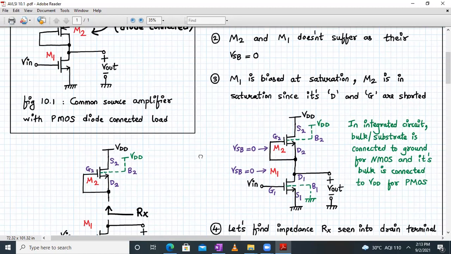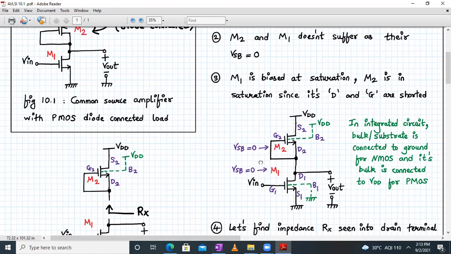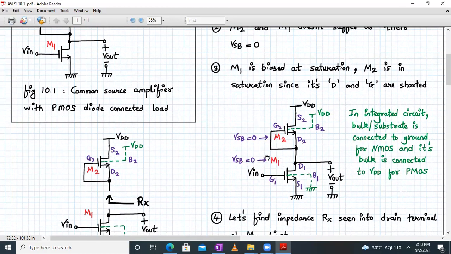Now let's see in detail how VSB is 0 for both cases. Over here, let's concentrate on this diagram. In an integrated circuit, the bulk or the body or the substrate is always connected to ground for NMOS, and the bulk is connected to VDD for a PMOS transistor. So this is the bulk terminal B2. It's connected to VDD, and the source is also connected to VDD. Since both source and body are connected to the same potential, VSB is equal to 0. So M2 does not suffer from body effect.